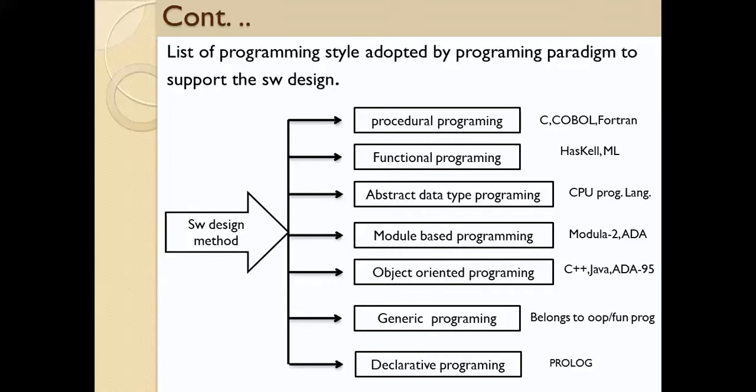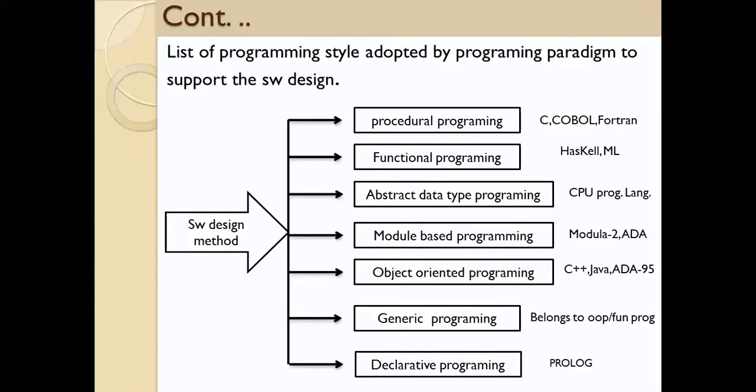Now next one is module based programming. In module based programming, the programming languages are based on modules, right? Under that category, Modula-2 and ADA come under module based programming. Now next one is object oriented programming. This programming category is based on the object. The languages which are based on the object come under the object oriented programming style. Examples are C++, Java, ADA 95, right?